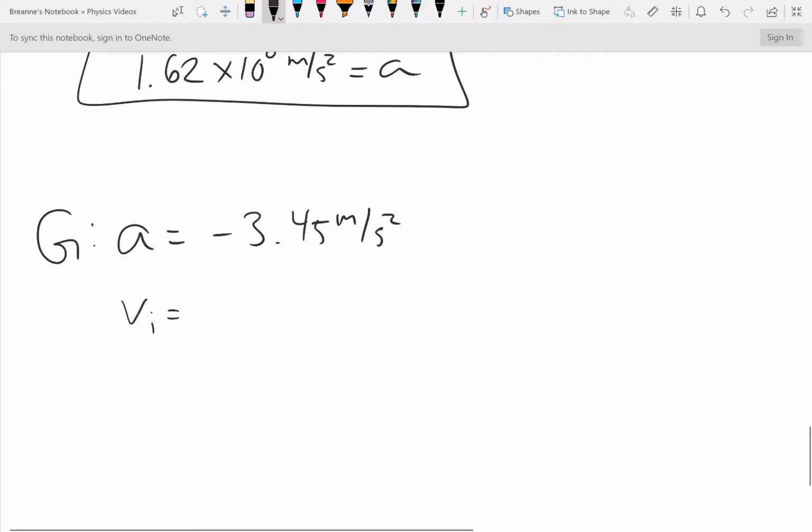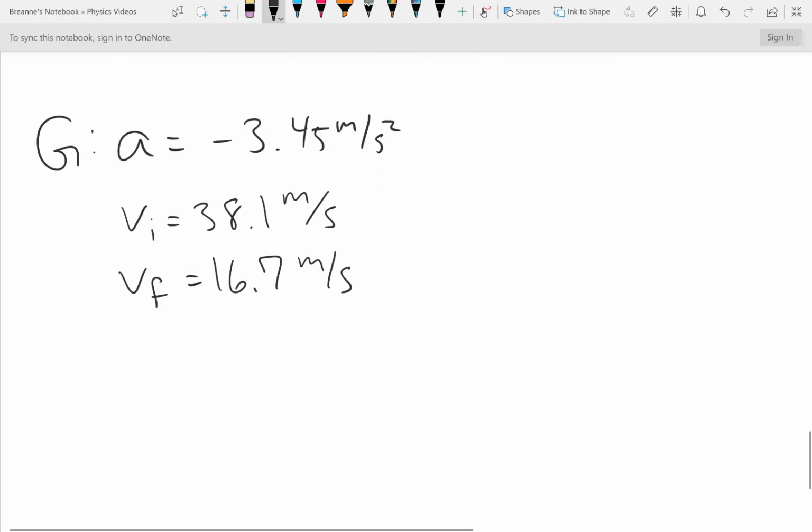So our initial velocity would be 38.1 meters per second, and our final velocity would be 16.7 meters per second. The reason our initial velocity is the 38 is because that's the first one. The reason our final velocity is 16.7 is because that is our second one. Another thing, look at your initial is bigger than your final, which makes sense if it's accelerating in a negative fashion. And our unknown is delta x.